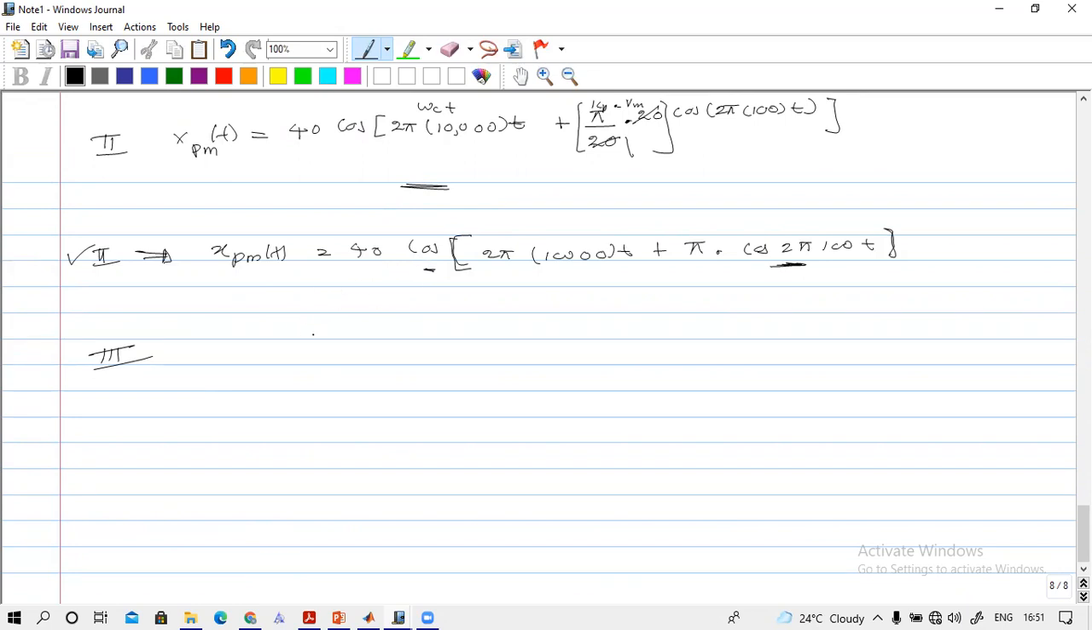So we will look at the general form for a moment. We know that x_PM(t) we can write as, this is the general form, cos(omega c t plus phi(t)). This phi(t) I will write as Kp m(t), so I can put the total signal here without a problem. If I use delta, it should be normalized. I prefer to use Kp. So this is the general equation for a phase modulation signal.